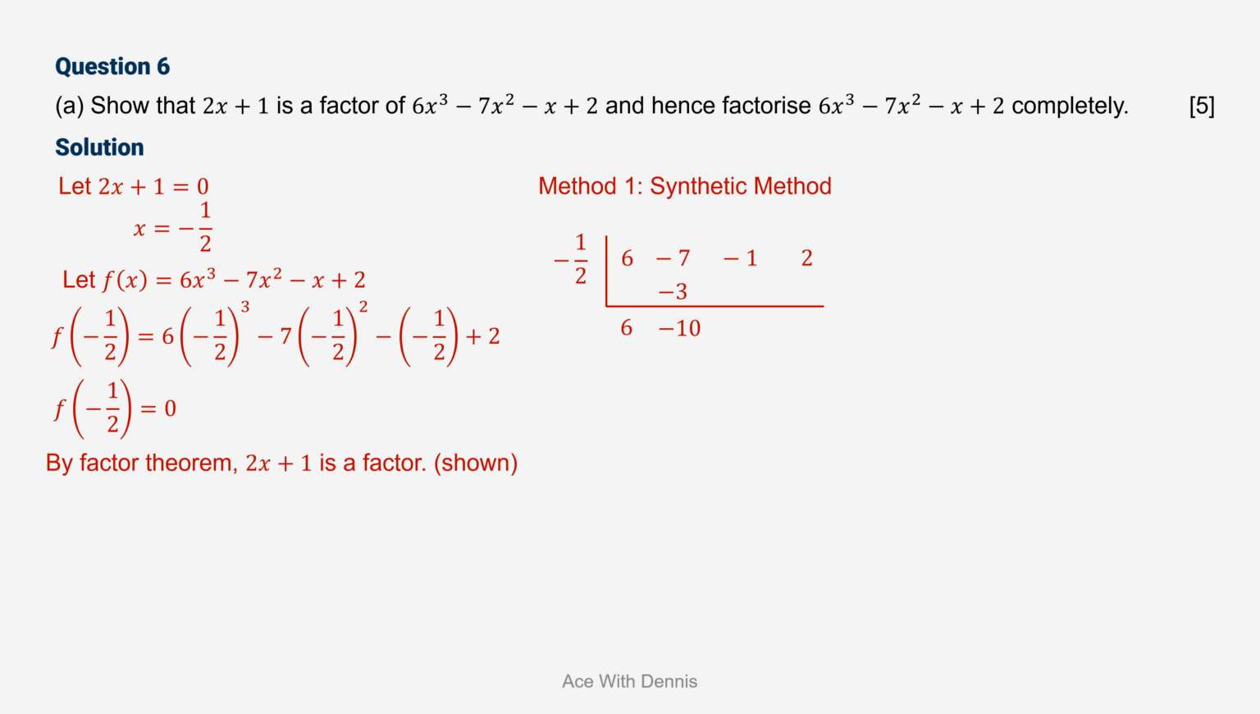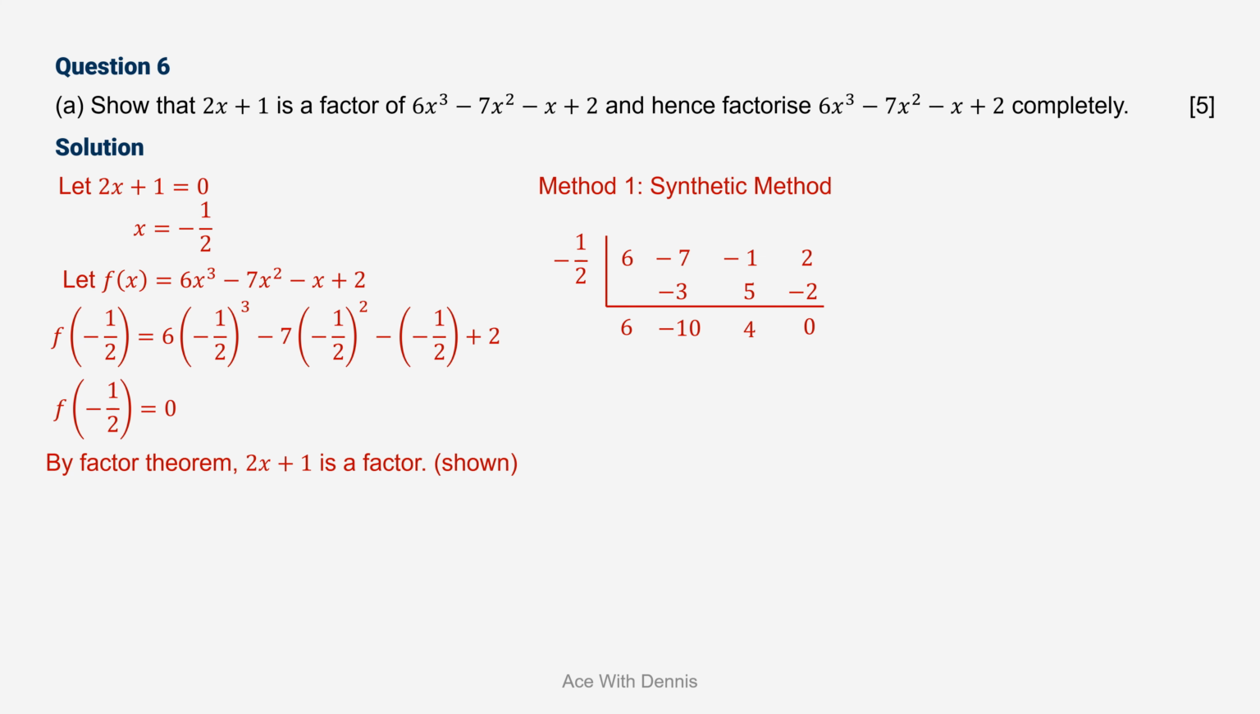So next thing we do is we repeat a similar process. Negative half times negative 10 will get 5. So negative 1 plus 5 will get 4. Negative half times 4 will get negative 2. 2 plus negative 2 will get 0. So we need to make sure that the last digit here is 0 so that it is confirmed that 2x plus 1 is a factor.